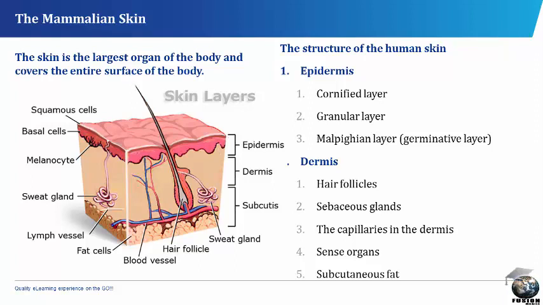The subcutaneous fat. The subcutaneous fat is found beneath the dermis, and it acts as a food reserve and an insulating layer to prevent loss of heat.